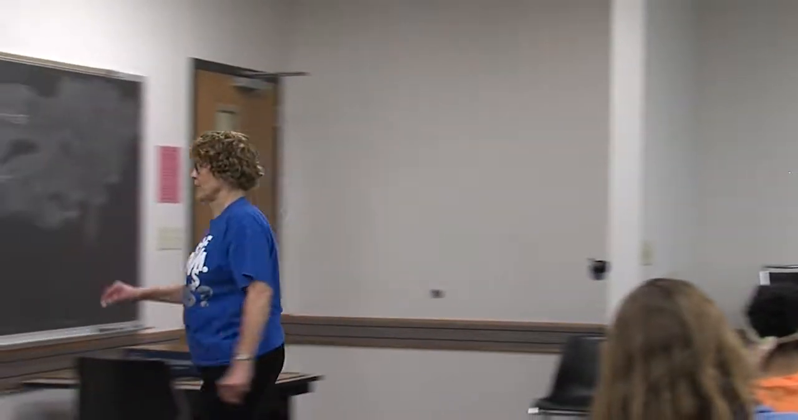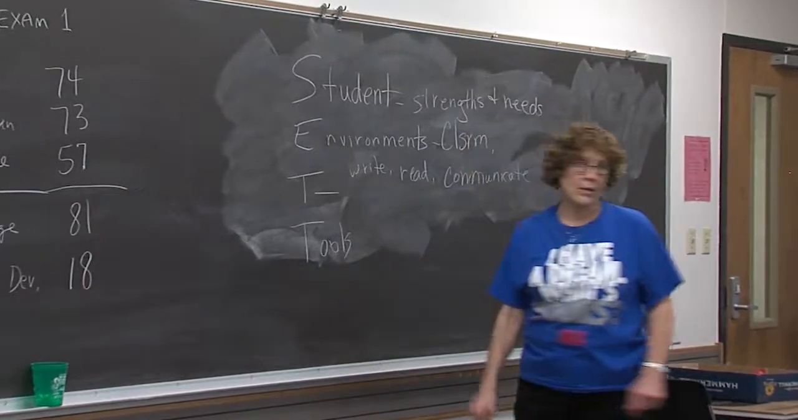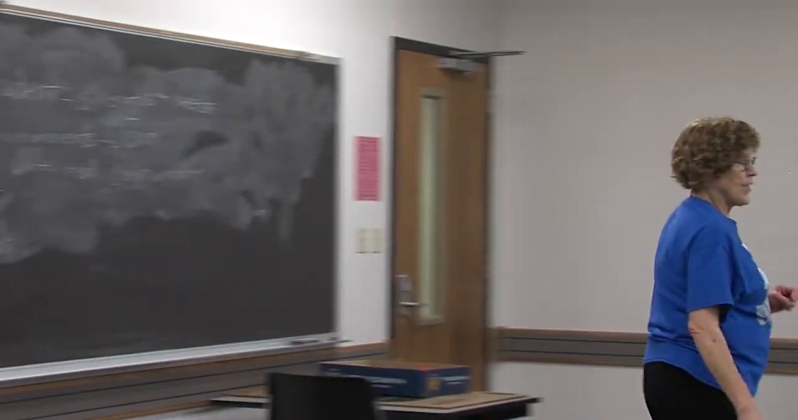Okay, so we have the student, the environments, we're going to talk about the classroom. What are the tasks that you require of the student in the classroom? Then what's the last T? Tools. Okay, so tools. That brings us down to what tools does a child need? And that's where we start talking about assistive technology.